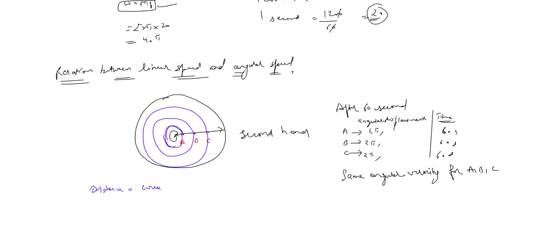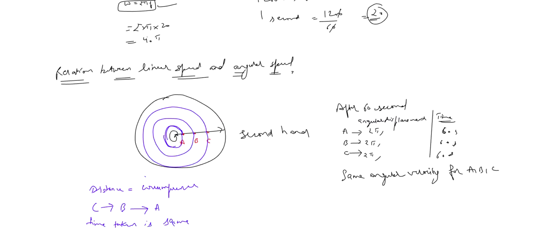So this means particle C has covered the largest distance, then particle B, and the smallest distance covered is by particle A, right? Now, time taken is same or different? Time taken is same.